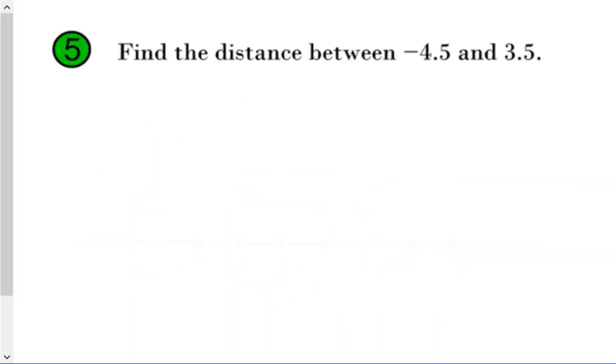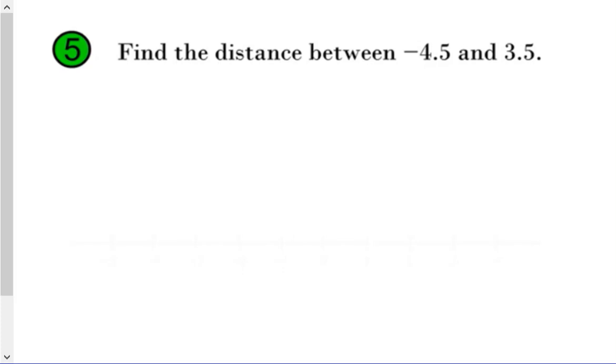Alright, so I'd like you to pause here and try to do this problem on your own. Find the distance between negative 4.5 and 3.5. And then come back and see how you did. So remember, we just wrote down in our notes that when we're finding the distance, we can subtract the smaller number from the bigger number, or the bigger number minus the smaller number. So in this situation, we have 3.5 minus a negative 4.5.